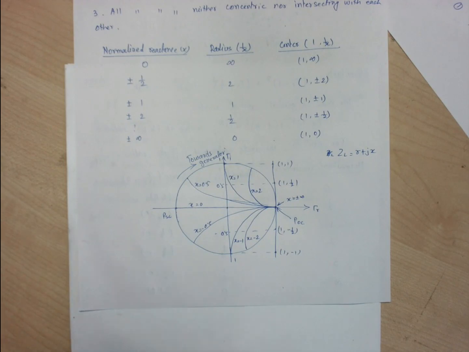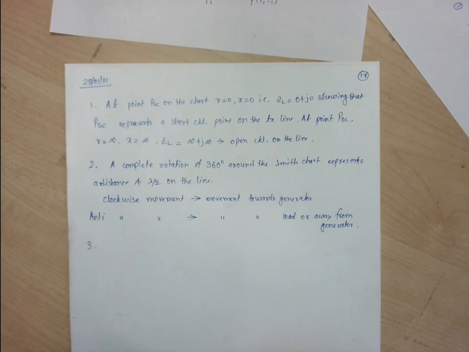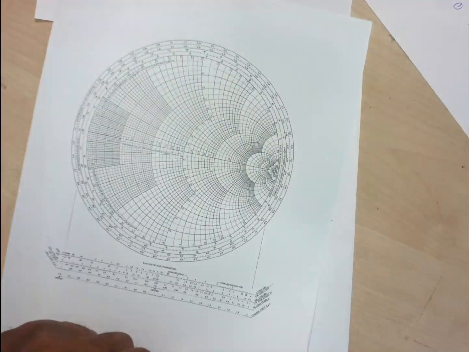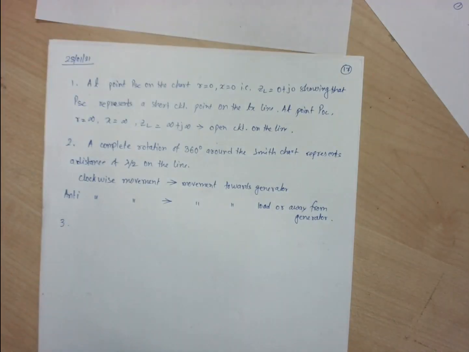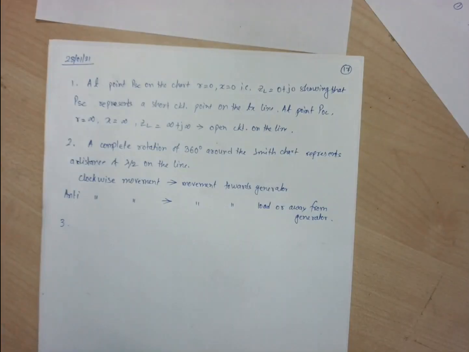Now, as I said, a total rotation around this Smith chart will give you a length of lambda by 2. If we need to do the calculation with respect to a transmission line of length lambda by 2, then we need to move a total 360 degree rotation. So you can think something like that.